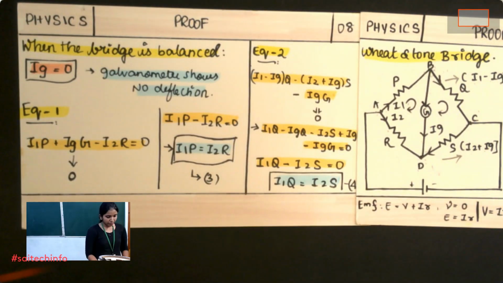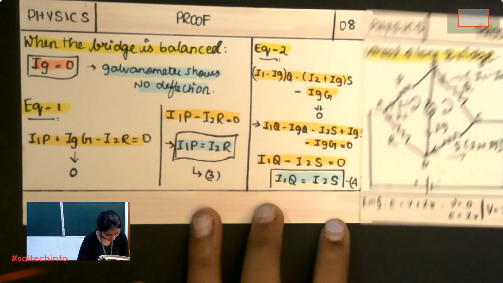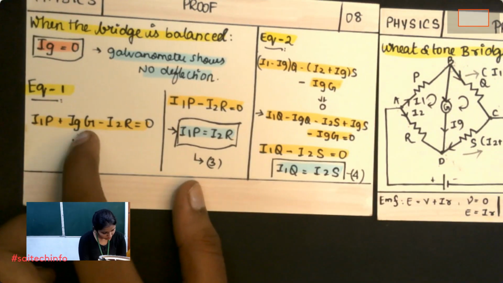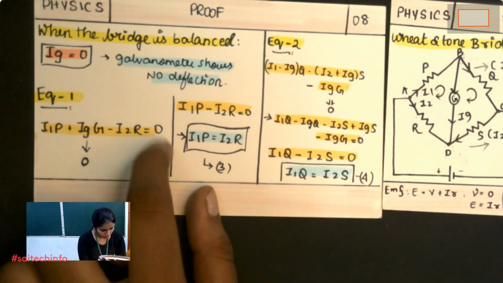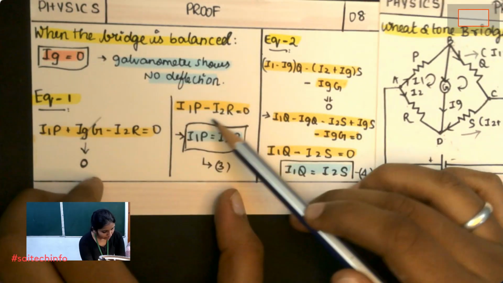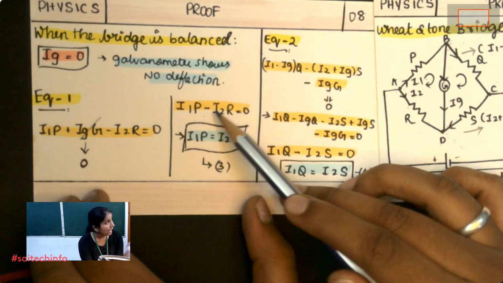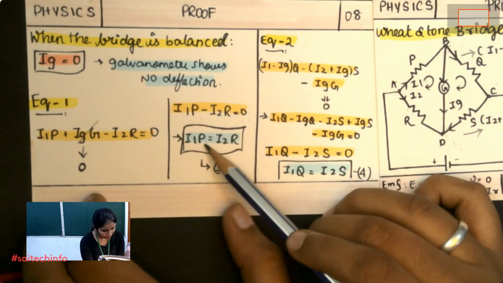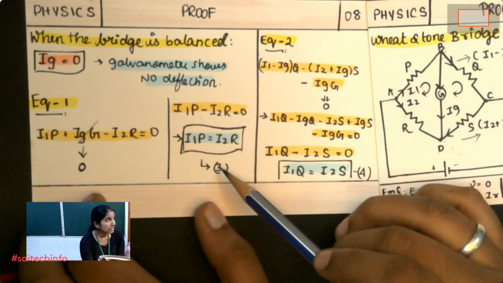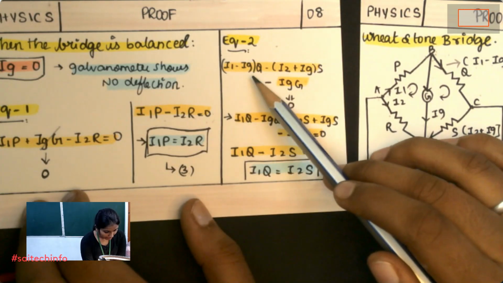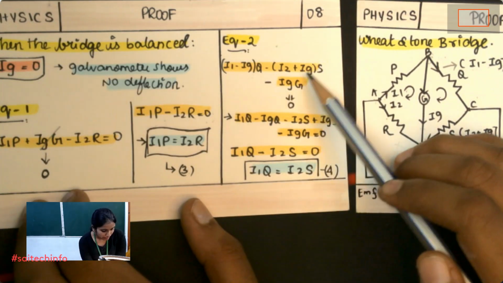So let's take the first equation here. From the first equation, I1P plus Ig capital G minus I2R is equal to 0. We know that Ig is equal to 0, so this will be cancelled and we will get I1P minus I2R is equal to 0, where this goes to that side, and we will get I1P is equal to I2R as the third equation.